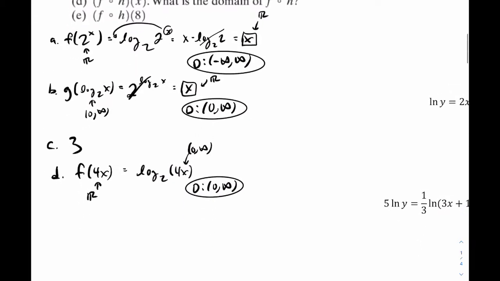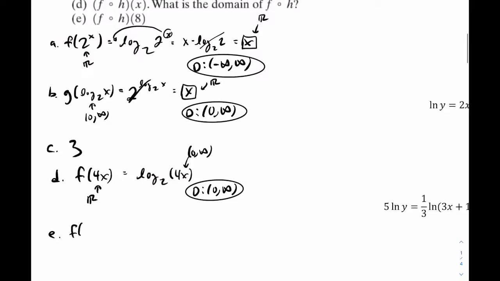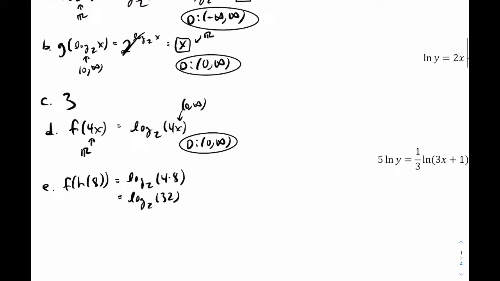Now we're on the final part. f of h of 8. So we're going to plug in 8 here. That's log base 2 of 4 times 8, log base 2 of 32. So ask yourself, 2 to what power makes 32? That is clearly 5.